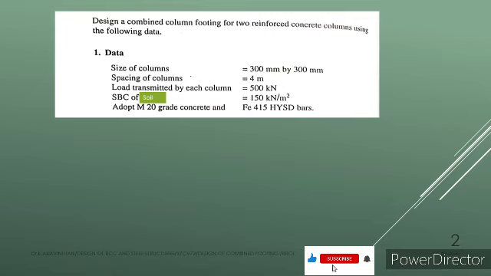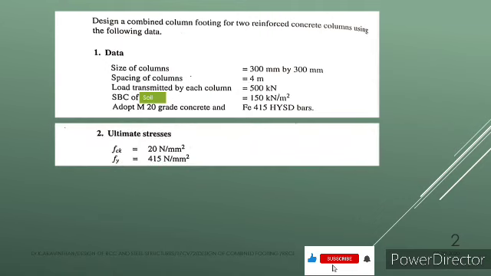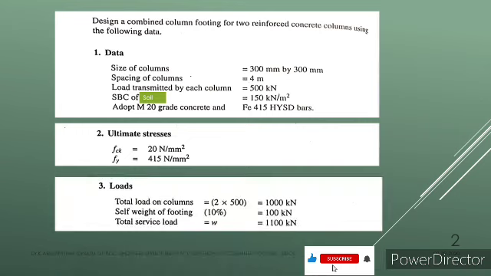And the grade which is adopted here is M20 grade concrete and Fe415 grade steel. And from this the design starts. The characteristic compressive strength of concrete, that is fck, is 20 Newton per mm square, and fy is 415 Newton per mm square. And next we have to find the total load.